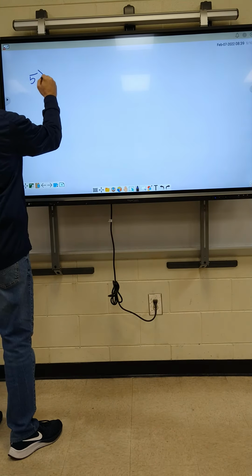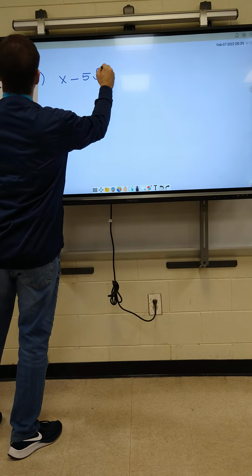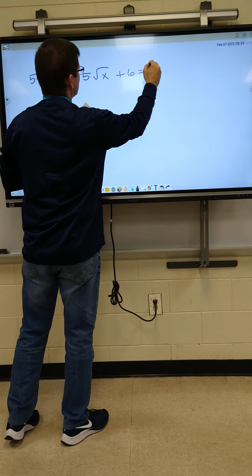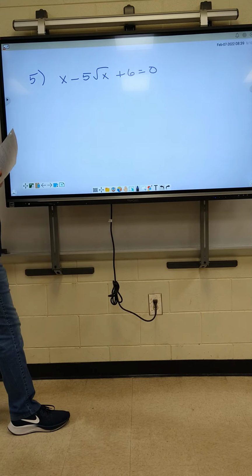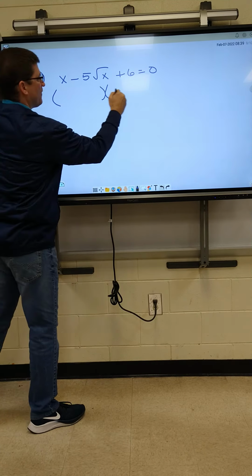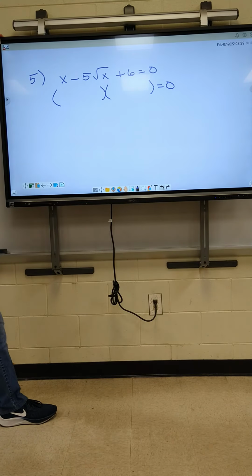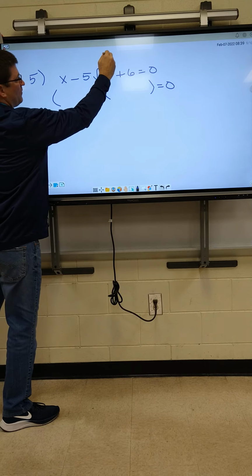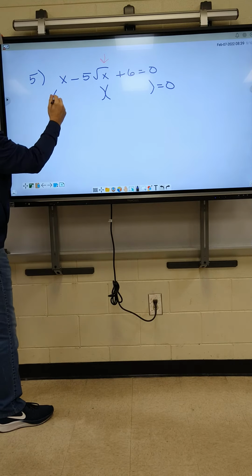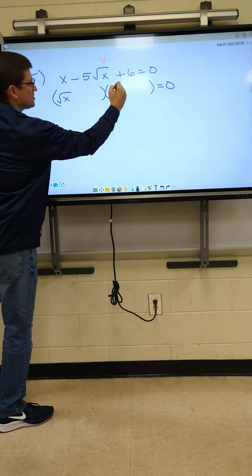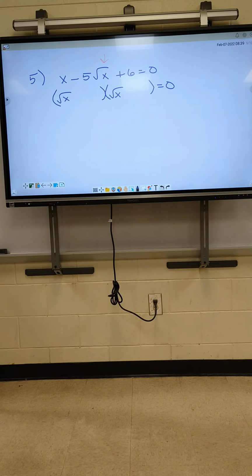All right, 5 is different. We've got x minus 5 root x plus 6. All right, so we've got to factor this one. I showed you one of these Thursday also. When you've got a square root of x, you've got to start both answers with root x. Go ahead and write square root of x in the front of both parentheses.